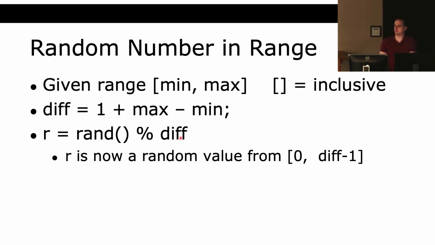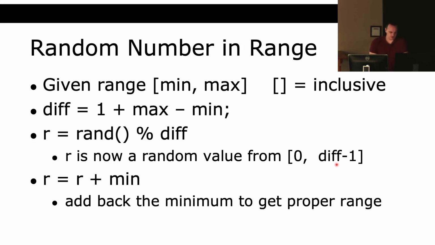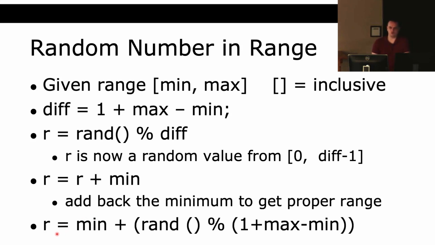Okay, so mod is the remainder from integer division. So this is now a random value between 0 and diff minus 1 inclusive. Then I take and I add min to it. And what that will do is add the minimum back to it to get in the proper range. And so this is the full function to generate a random number between a given min and max inclusive. It's min plus rand mod 1 plus max minus min.